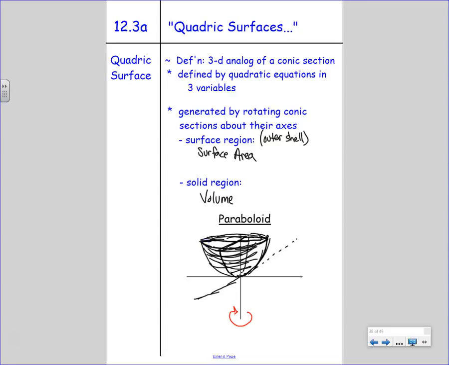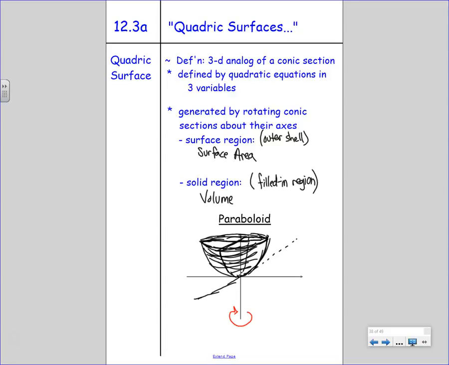Volume. What other way can you say it besides solid region? Filled in. That's kind of lame. The actual, yeah, it's the actual, right? I don't know, I think solid is the best way to describe it. That's how I would naturally describe it. The surface region, the outer shell kind of helps a little bit.